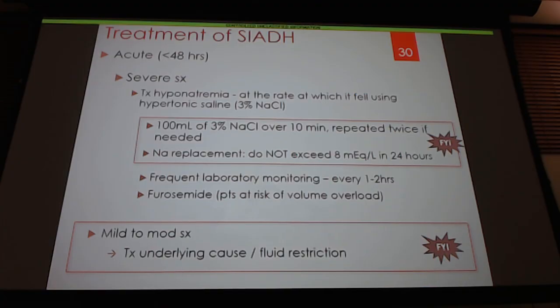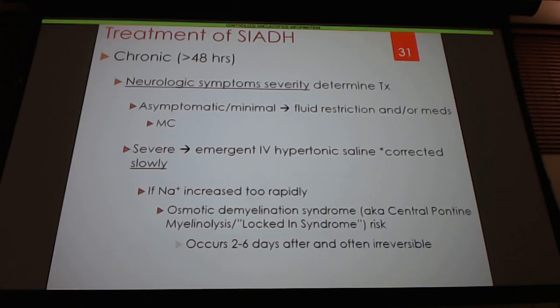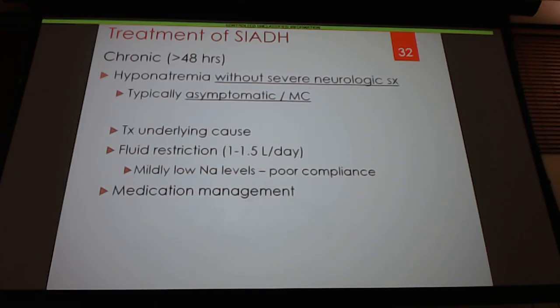Any questions on the acute phase and the treatment? Hypertonic saline at the rate at which it fell, which is pretty fast. And then for the chronic, which is again the most common, there are two scenarios that we're going to dive into. One is the asymptomatic or mildly symptomatic patient versus the chronic patient who has severe neurologic symptoms. So we let the neurologic symptoms point us in the direction of how we're going to treat it. Okay. So let's talk about first the chronic over 48 hours.